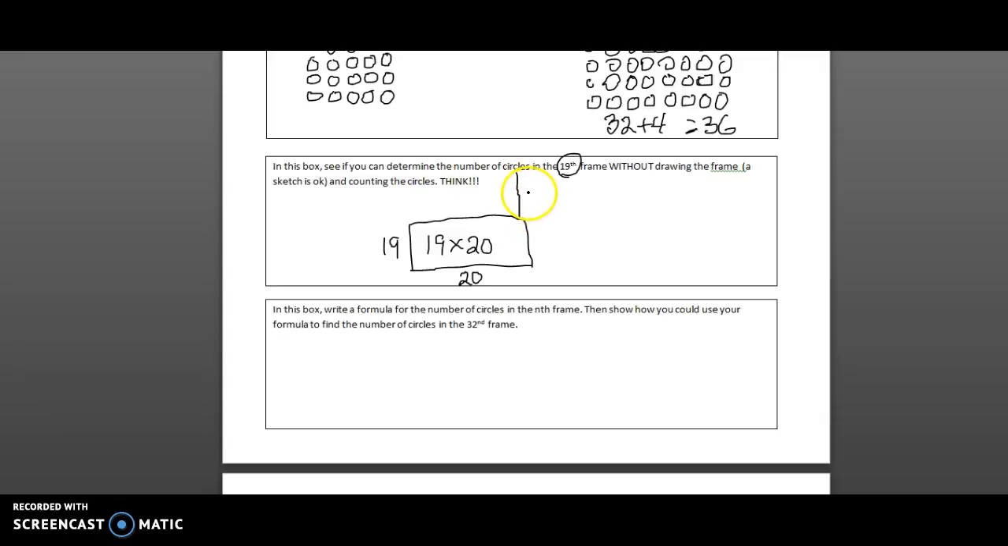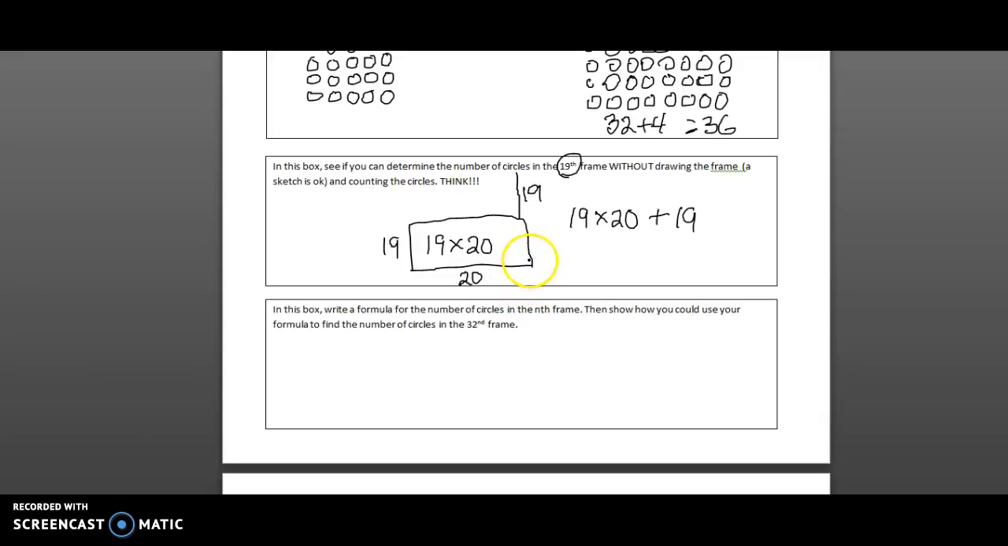Right? And then I'm going to have a chimney, so I'm just going to draw the line for my chimney. And again, if I look back to what's going on explicitly, the number of circles in my chimney is identical to my frame number. So that's 19. So if I want to find out how many circles there are, I can do some mathematics here rather than draw and count. So I'll do 19 times 20, and then I'll add on those 19 more for the chimney.